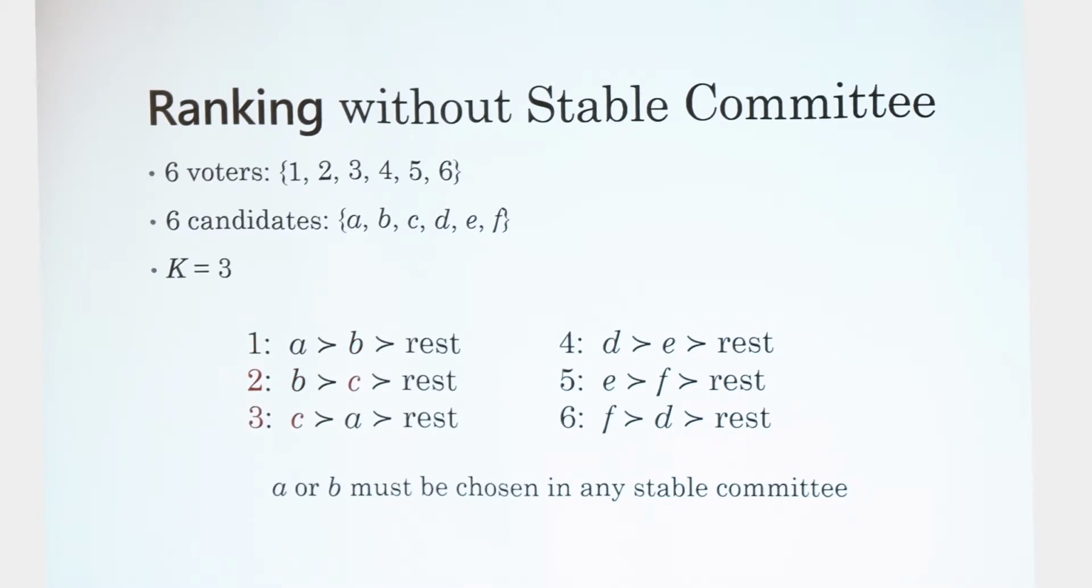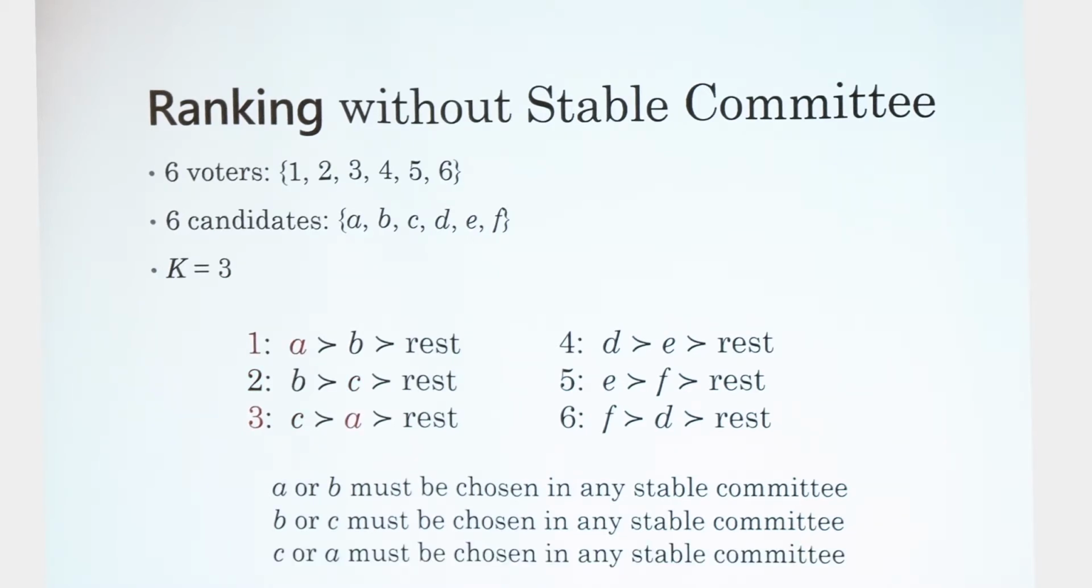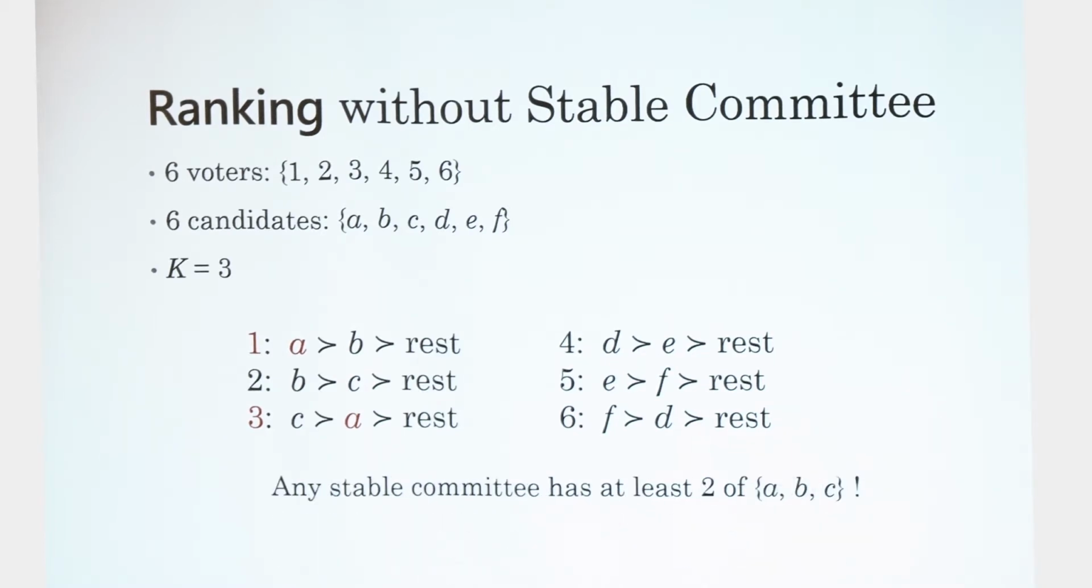And because it's cyclically symmetric, we can also say B or C must be chosen, or otherwise 2 and 3 will form a coalition and deviate. And also C or A must be chosen in any stable committee. So we conclude that at least 2 out of A, B, C must be chosen in any stable committee. And because 4, 5, 6 are similar, any stable committee also has at least 2 out of D, E, and F. So any stable committee must have size at least 4, but k is only 3, so we know there's no stable committee here.